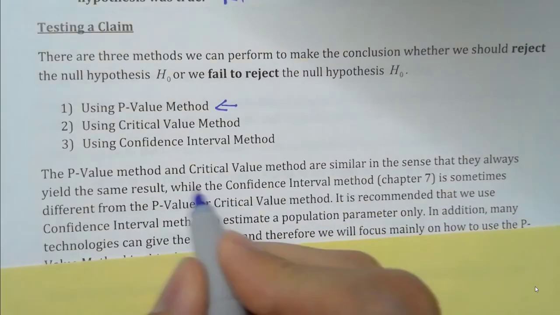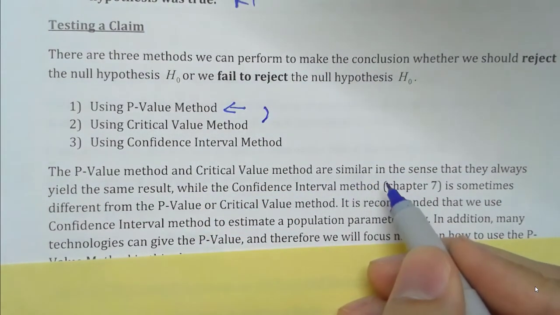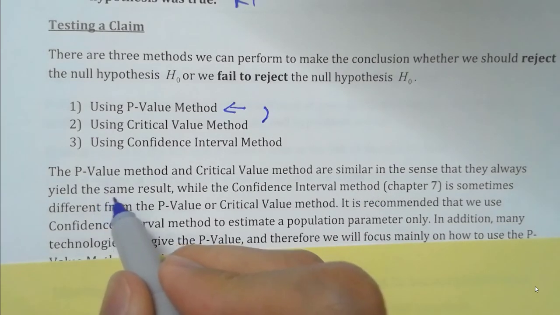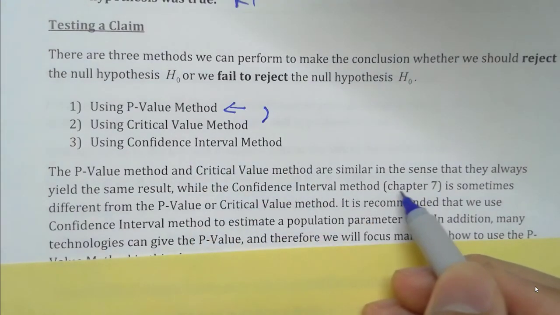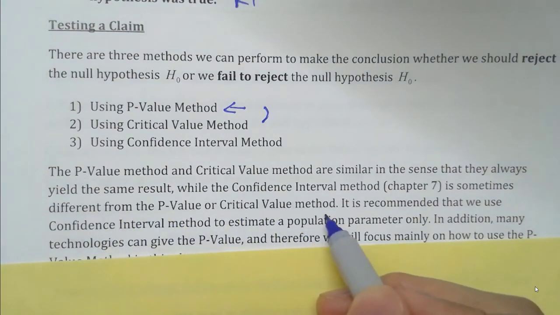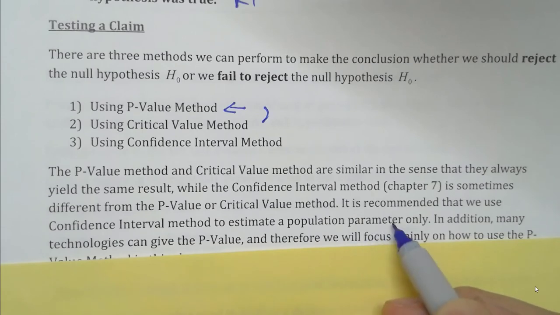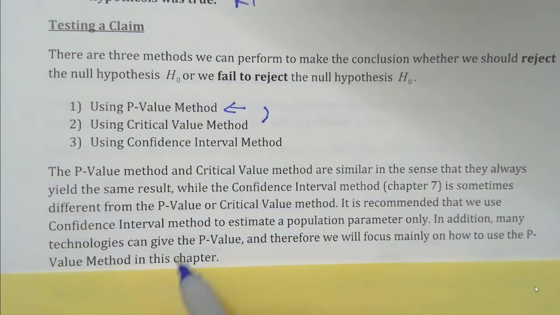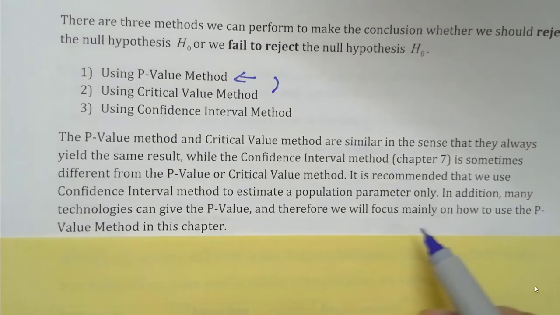And the p-value and the critical value methods, these two are similar in the sense that they always give you the same outcome, the same results. While the confidence interval in the previous chapter is sometimes different from the p-value or the critical value methods, so it is recommended that we use the confidence interval method to estimate a population parameter only, not for testing. In addition, many technologies, as I mentioned before, can give you the p-value, right? So we focus mainly on how to use the p-value method in this chapter.